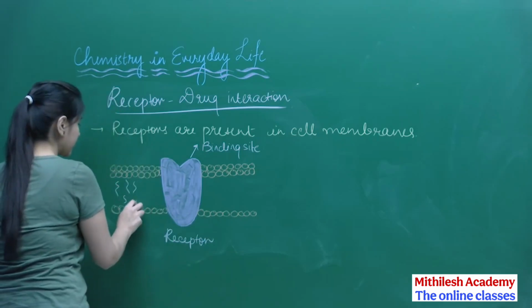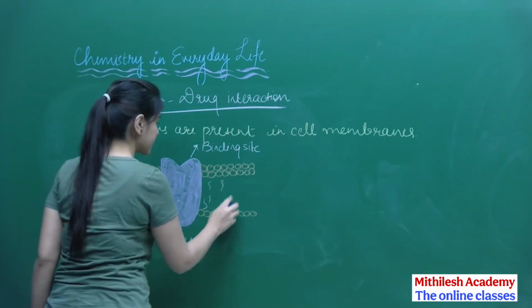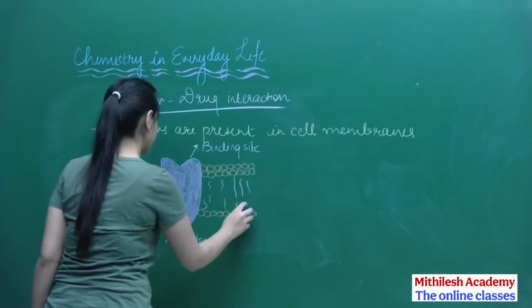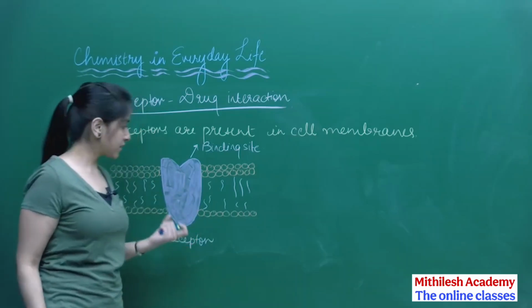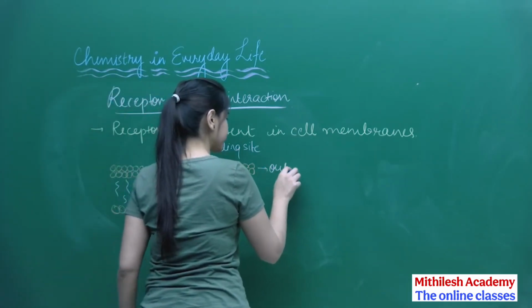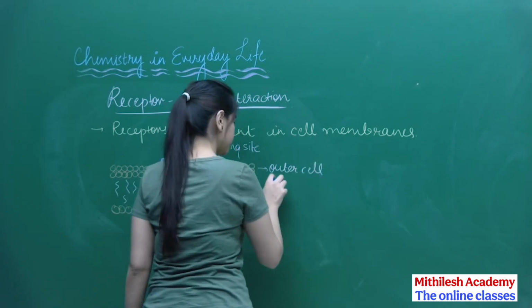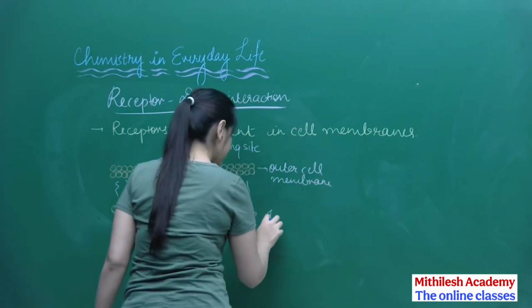These are the remaining membranes over here, the layers. Now that is how the receptor is, and this is the outer cell membrane. And that is the inner cell membrane.